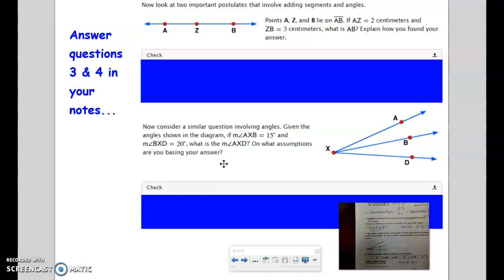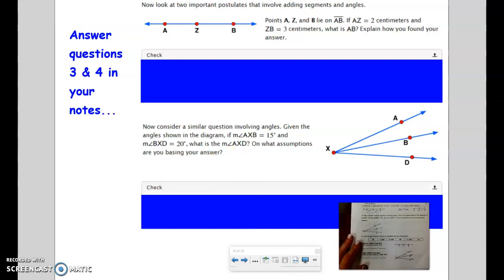Okay, so without a picture, it might have been a little more difficult to solve the problem. But we're assuming Z is between A and B, and the parts must add up to be the whole. That, again, is called the segment addition postulate. And we'll look more at that in just a moment.